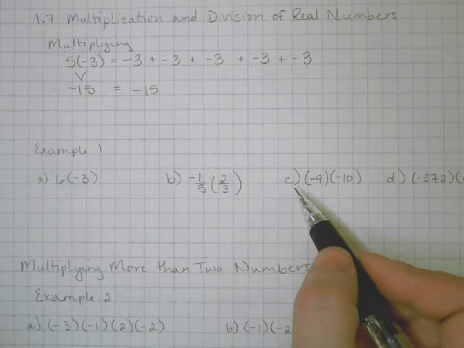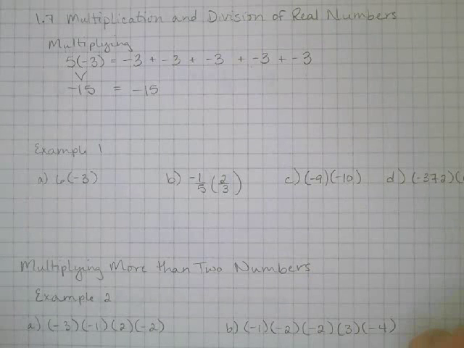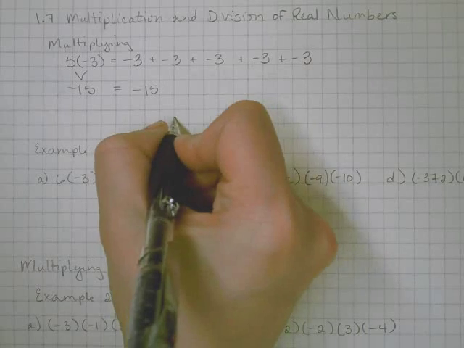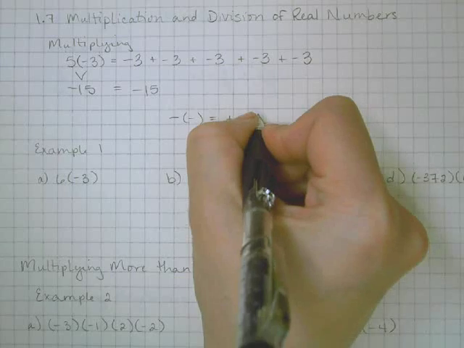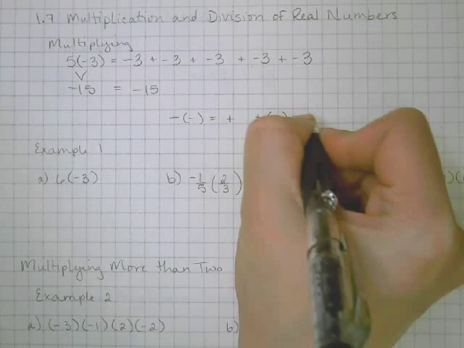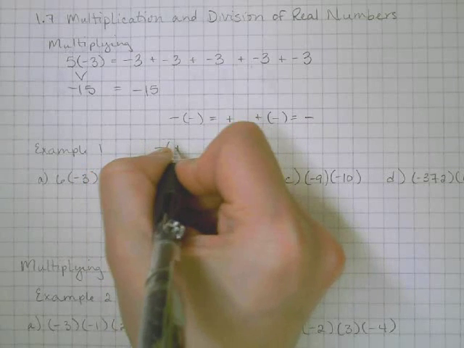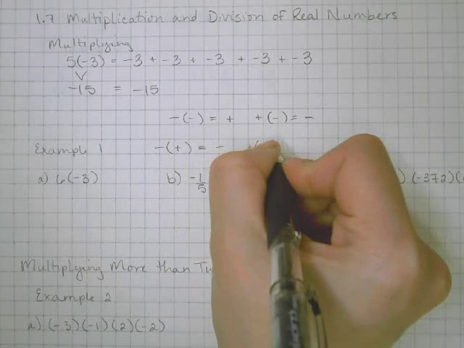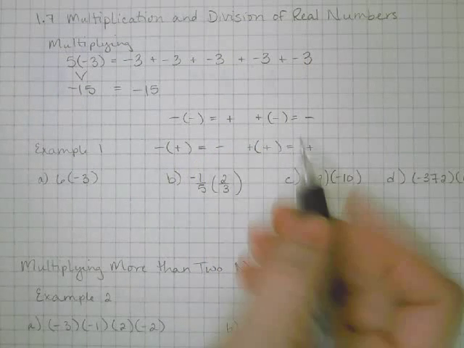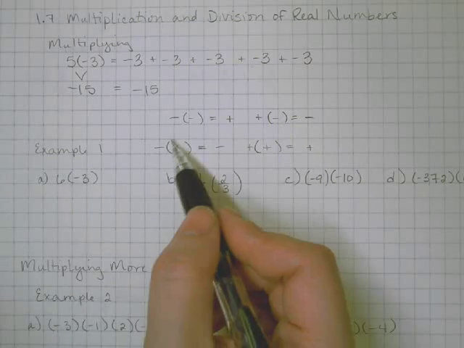What we do know is that if we multiply a negative by a negative, we end up with a positive. So our rule of thumb with multiplication is negative times a negative gives us a positive. Positive times a negative gives us a negative. Negative times a positive gives us a negative. And positive times a positive equals a positive. So if we have the same sign, they're positive. If we have opposite signs, they are negative.